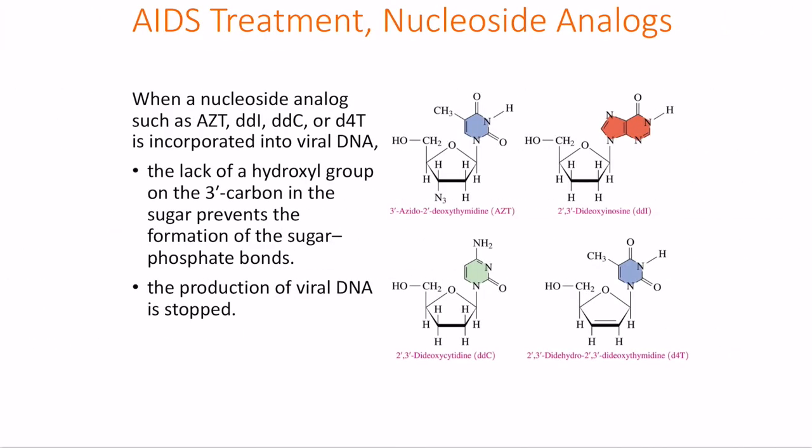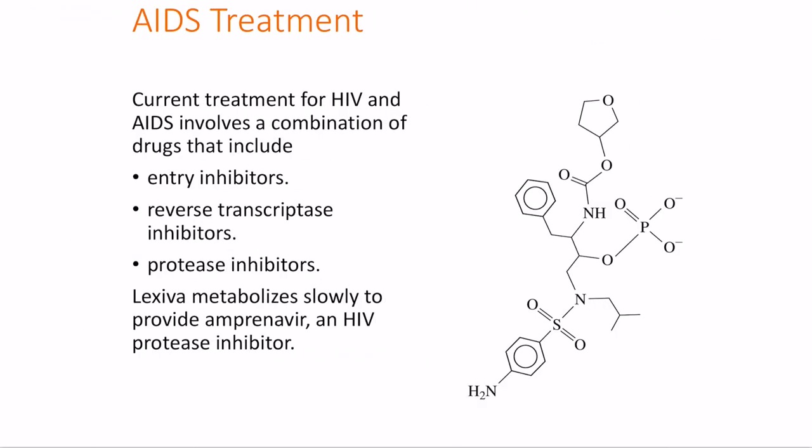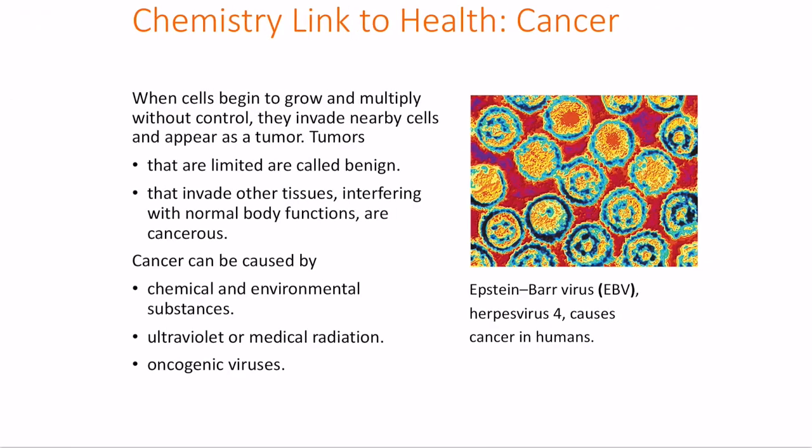So we use nucleoside analogs that stop the viral DNA from undergoing reverse transcription. This can be done by using entry inhibitors, where you can stop the entry of the virus. You can use reverse transcriptase inhibitors, where you can stop the replication of the virus. You have protease inhibitors, which can stop the newly formed virus from coming out of the cell. You have Lexiva, which metabolizes slowly to provide amprenavir, which is the HIV protease inhibitor.